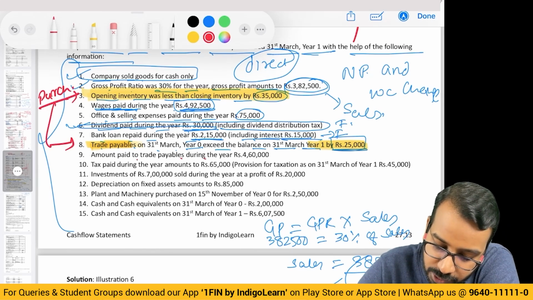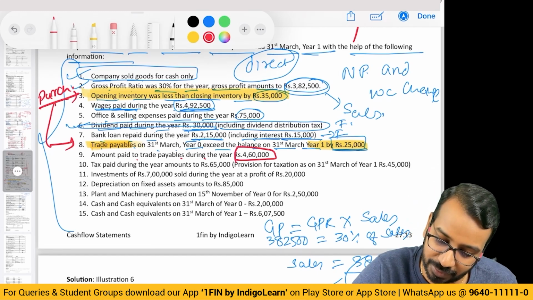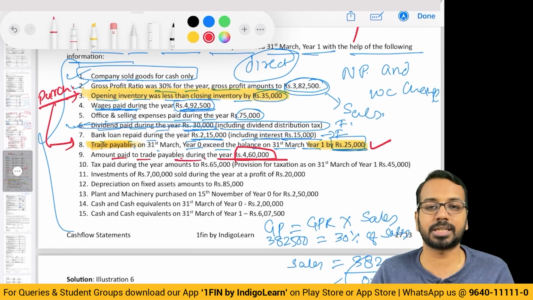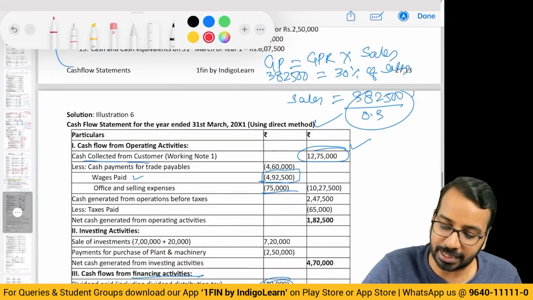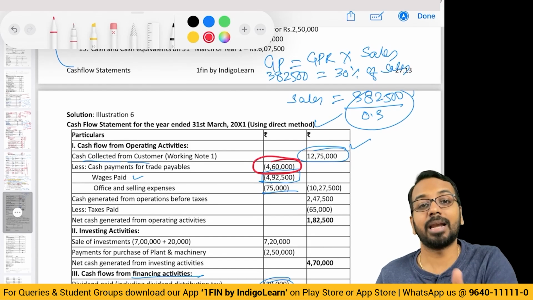Amount paid to trade payables during the year is 460. Now see, they gave this information here, but they directly said amount paid to trade payables is 460. Then what will I do? I can directly take that 460 and plot it there.